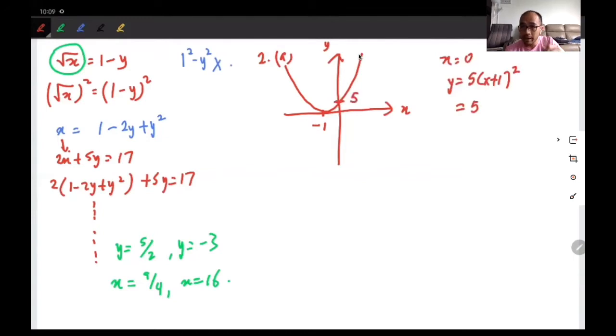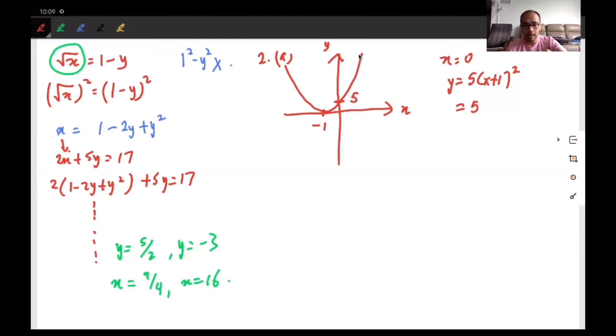Whenever you sketch a graph, you need to have at least 2 points. One is obviously the minimum or the maximum value, which is here. And then the other one is usually the y-intercept lah. Atau the x-intercept kalau kamu boleh cari. But you must have at least 2 points.